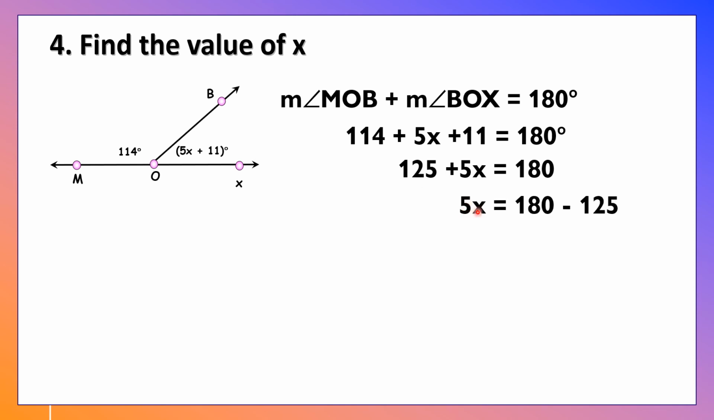So, we now have 5x is equal to 180 minus 125. And 180 minus 125 is equal to 55. Then, divide both sides by 5. So, 5x divided by 5, we have x. And 55 divided by 5 is 11. So therefore, x is equal to 11.